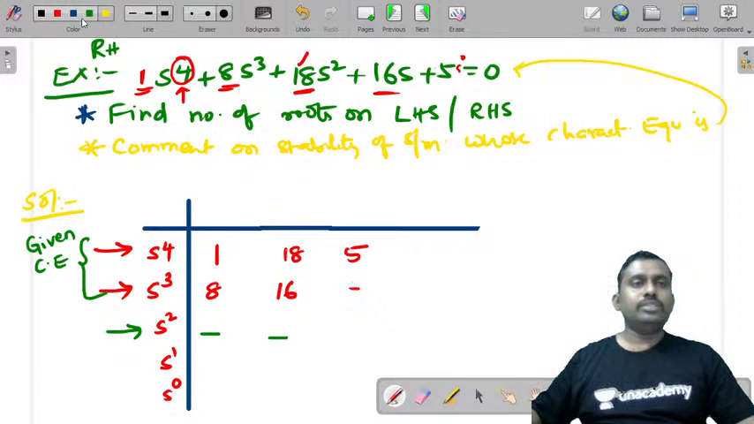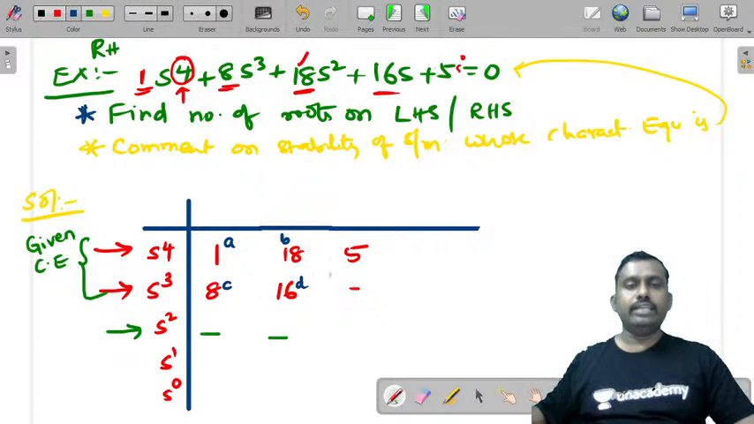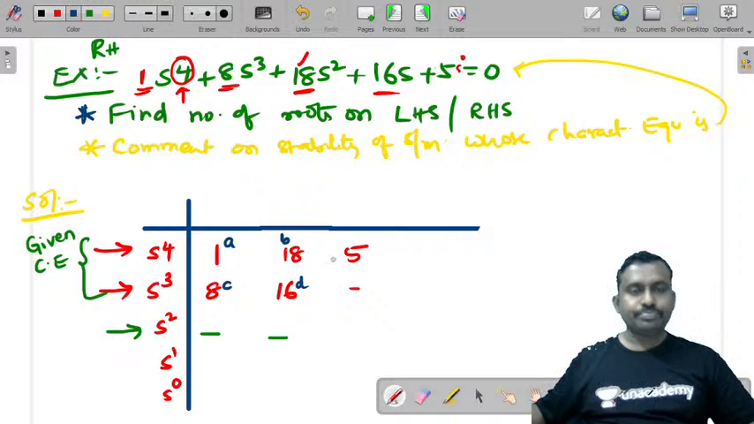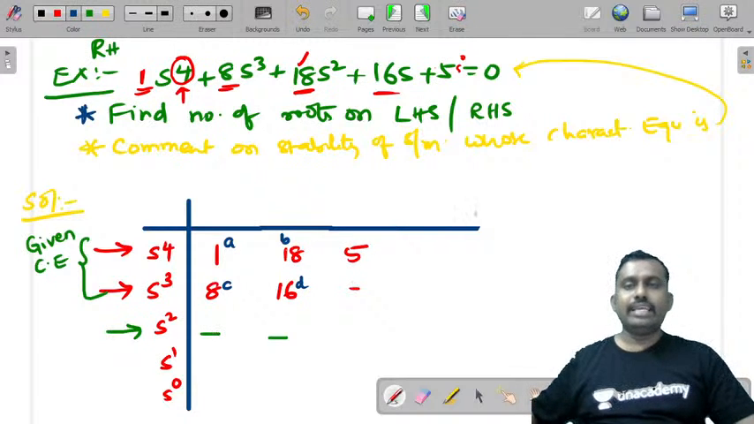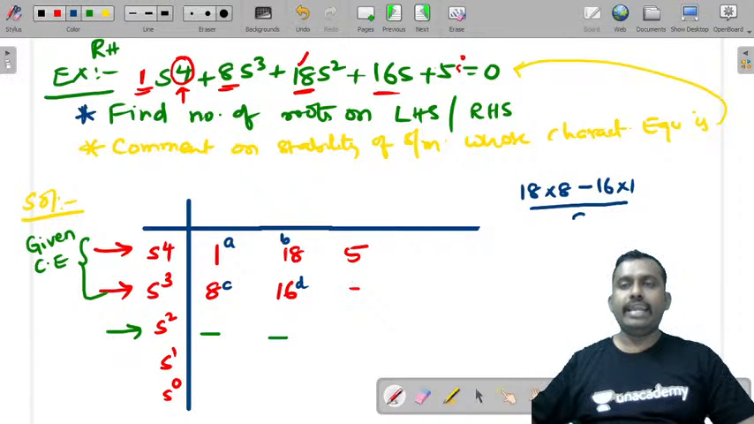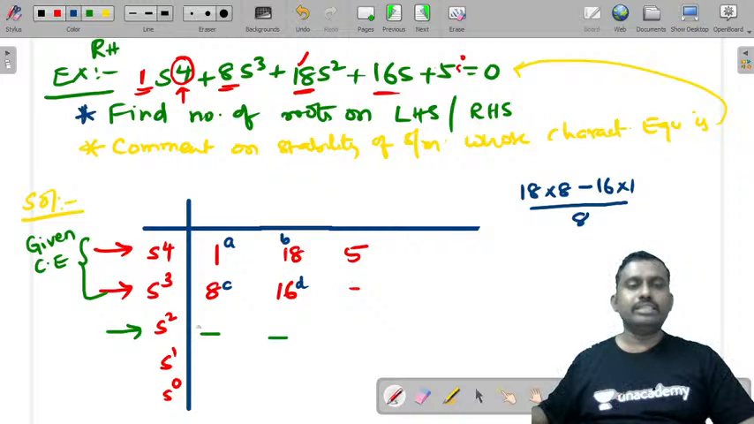Now, in my case, this is A, this is B, this is C, and this is D. Sorry. What would this element be? 18 into 8 minus 16 into 1 by 8 will be this element.